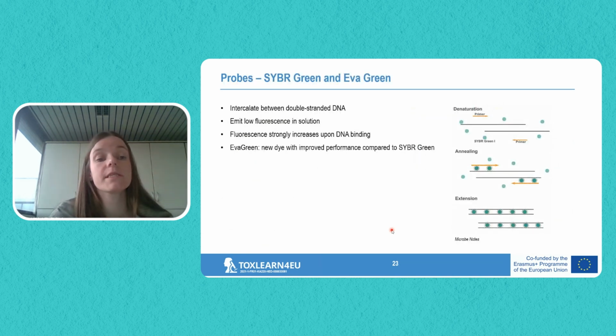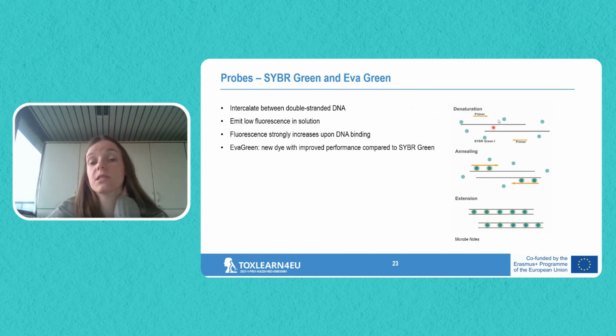The first set of probes, which are very often used in real-time PCR analysis, are SYBR Green and EvaGreen. These work using the same principle. They will intercalate between double-stranded DNA. When they're just freely floating in a solution, they will emit low fluorescence. But once they intercalate between double-stranded DNA, their fluorescence intensity will drastically increase.